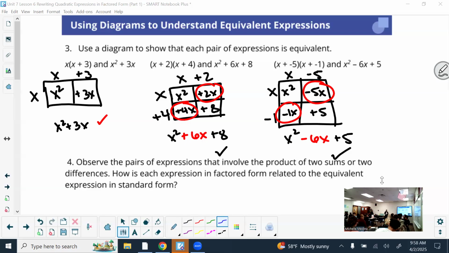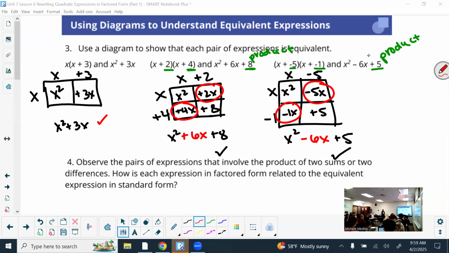So for example, I noticed that this last number in our standard form is always the product of these two numbers. We always multiply those two, and they always give us our C value, right? That's true for this other one. When I multiply -5 and -1, I get +5. So C is always the product of these two numbers when it's written in standard form, and it's simple like that.